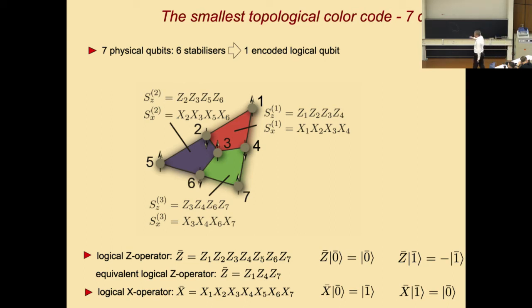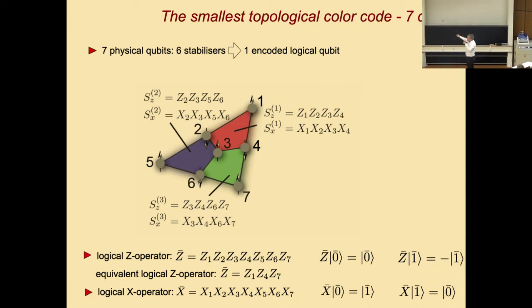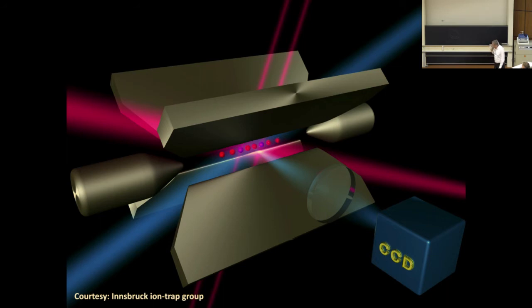We can, however, also choose a logical operator that has lower weight, because we can, let's say, start with this 7-body Z operator, but now deform it by applying a stabilizer, because any logical state is an eigenstate of the stabilizers. So if we take this weight 7 operator and multiply it, say, with this blue ZZZZ operator, those qubits cancel out, and we end up with just a weight 3 operator here, living on this boundary on qubits 1, 4, and 7.